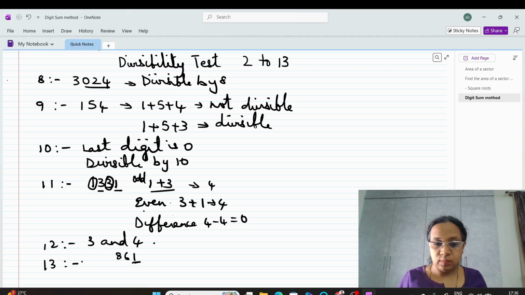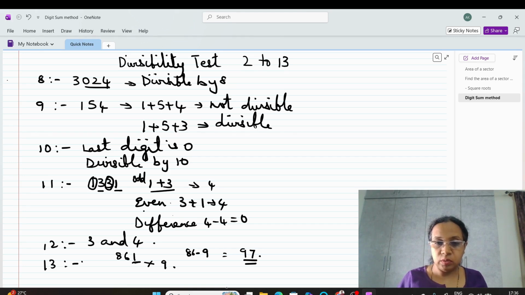Take 861. The last digit will be multiplied by 9. Suppose you have 1 into 9, it's 9. Now you will subtract it from 86. Is 97 divisible by 13? No. So therefore the number is not divisible by 13.